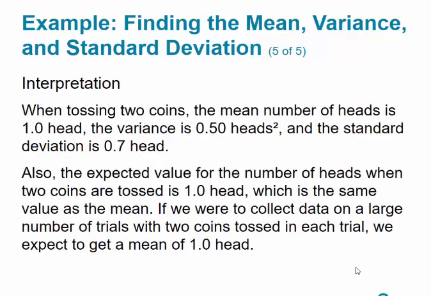So when tossing two coins, the mean number of heads is 1, the variance is 0.5, and the standard deviation is 0.7. Also, the expected value for the number of heads when two coins are tossed is 1 head, which is the same value as the mean. If we were to collect data on a large number of trials with two coins tossed in each trial, we would expect to get a mean of 1.